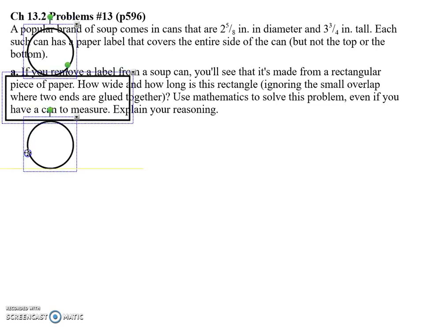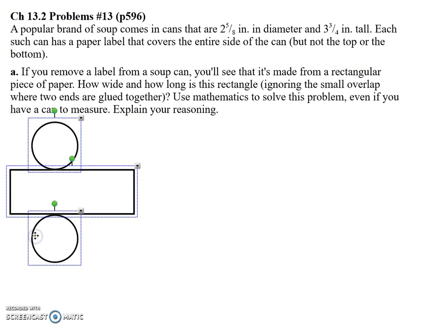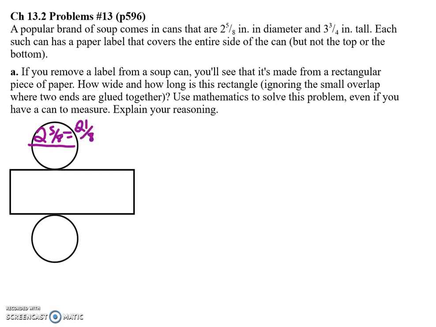So if I create that net, here I have my net. And I'm going to label the parts that I have. I know that the circle has a diameter of 2 5/8 inches, which is the same as 21/8. And the height that connects the two circles of the can is 3 3/4, which is the equivalent of 15/4 inches. So when I'm thinking about the dimensions, I already have one of them. Now it's a matter of how do I figure out this dimension? We'll call that the length of the rectangle. I have my width, it's the 15/4. Now how do I get the length?